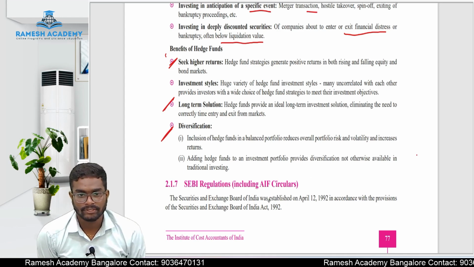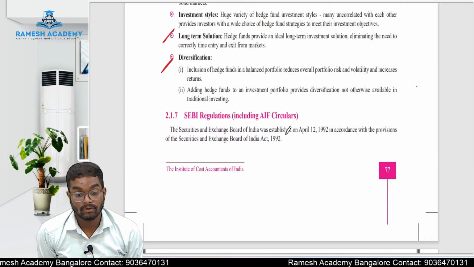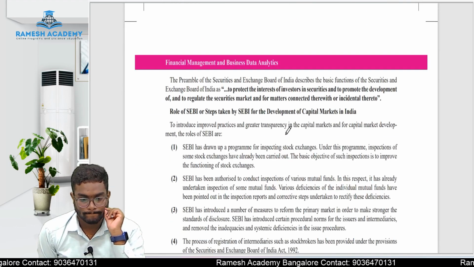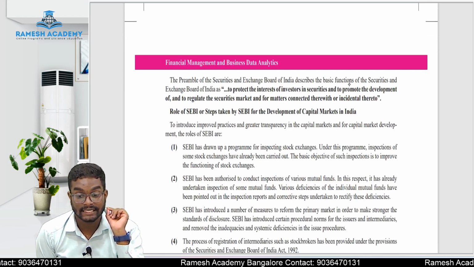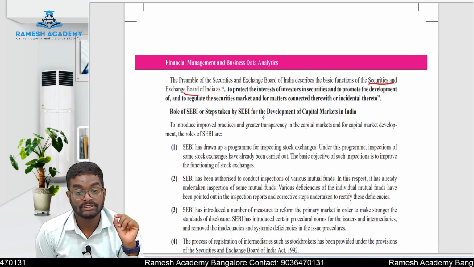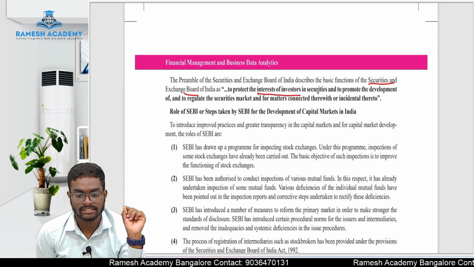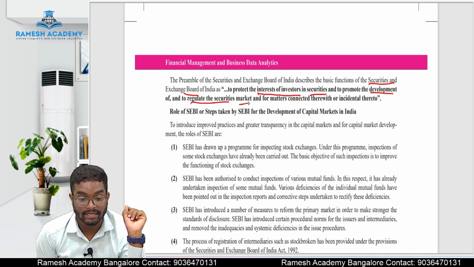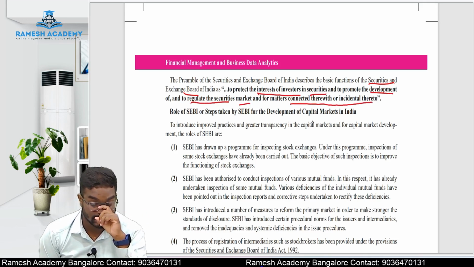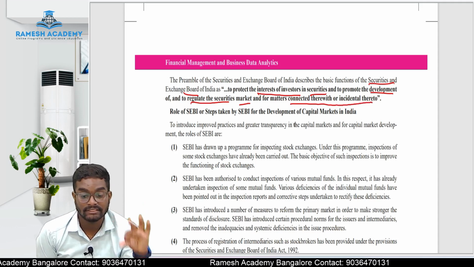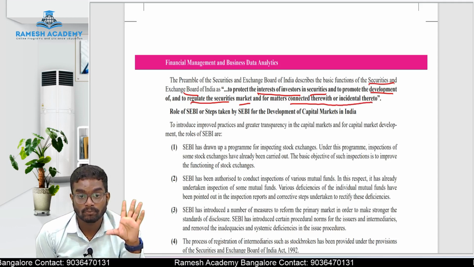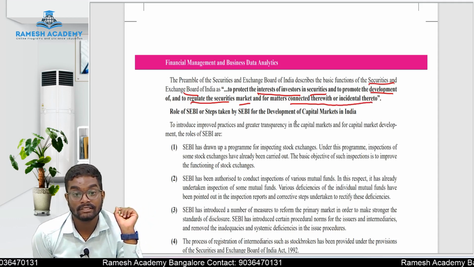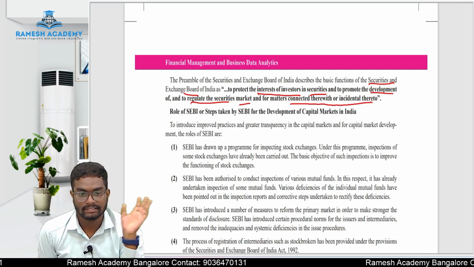So, SEBI regulations, including the AIF circular. SEBI has given certain regulations which should be followed by all the AIFs. The preamble of the Securities and Exchange Board of India describes the basic functions of the board: to protect the interest of investors in securities, to promote the development of and to regulate the securities market, and matters connected therewith or incidental thereto.